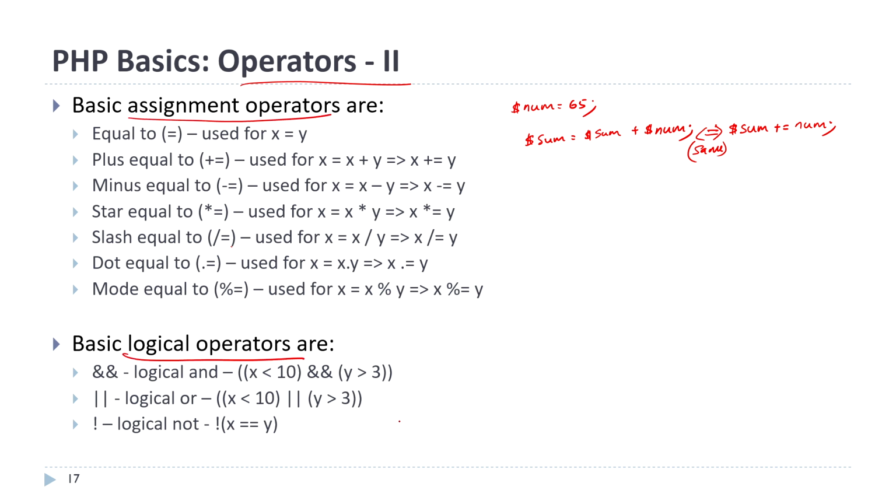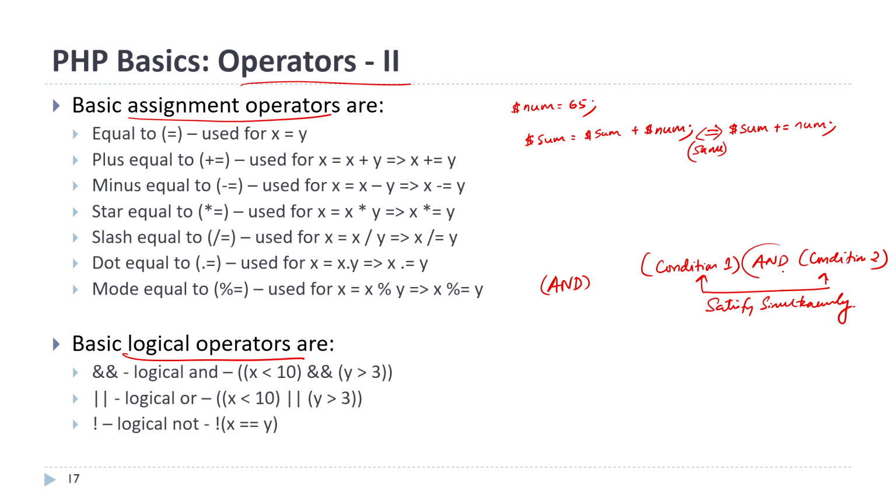So, if you want to say and, which means condition 1 and condition 2. If you have two conditions to be satisfied simultaneously, that is the case, then this and is represented by PHP with two ampersand signs. That is a logical and. That means both the clauses are correct.